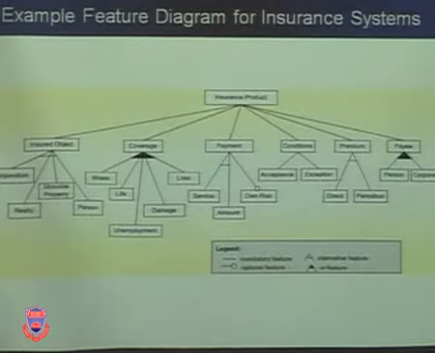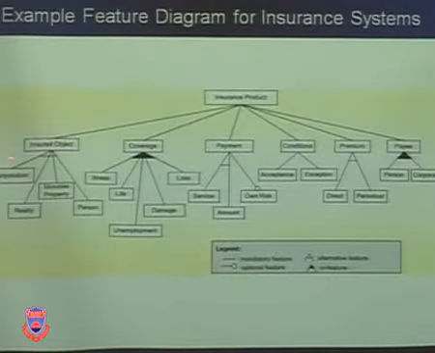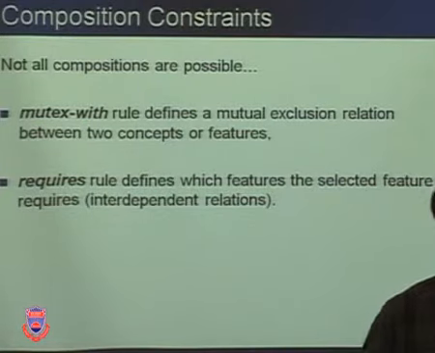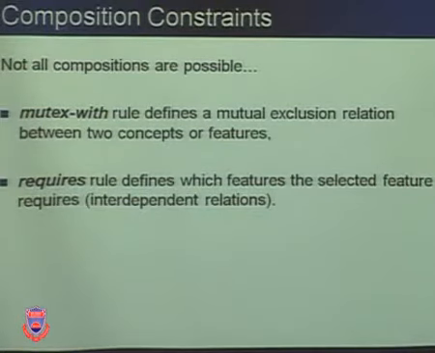If you look at this, you will see that not all compositions are possible. Compositions means if we select some feature here, it might have a constraint on other features. There are actually 2 basic composition constraints, mutex or requires. Mutex means that if you select one feature, you cannot select another feature. Requires, on the other hand, means if you select some feature, you should select another, given feature.